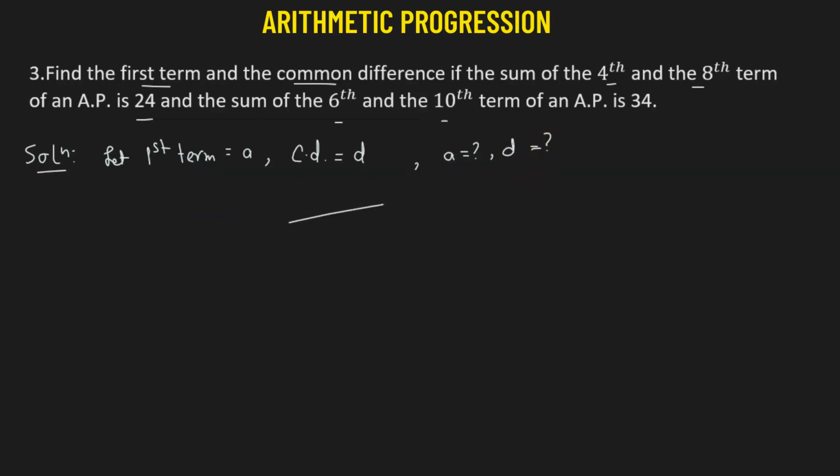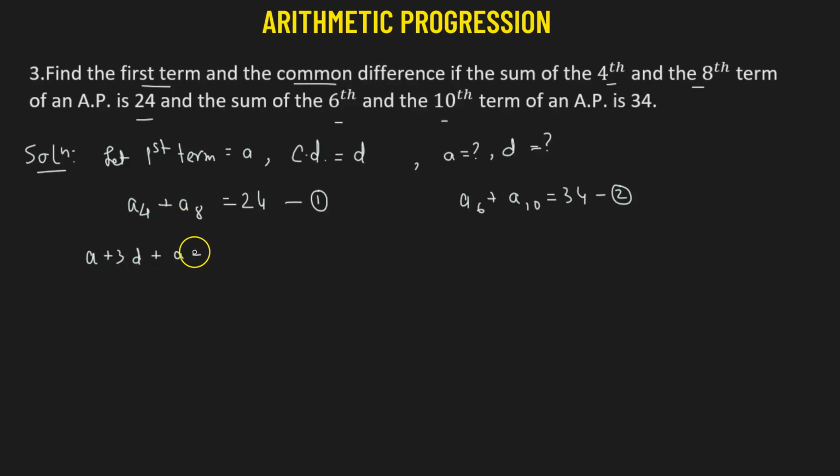Now it's given here that the fourth term a4 plus a8 equals 24. This is equation number 1. And we are given that the sixth term added to the 10th term has a value of 34. That is number 2. Now the fourth term can be represented as a plus 3d, and our eighth term will be a plus 7d. That will be equals to 24. We have 2a plus 10d equals 24. If we divide both sides by 2, we have a plus 5d equals 12. Let this be equation number 3.